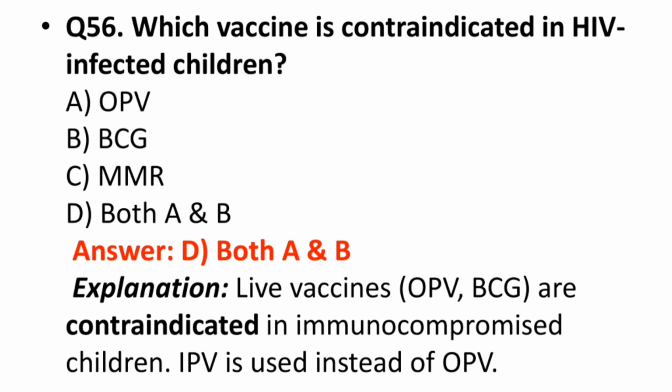Which vaccine is contraindicated in HIV infected children? Option A oral polio vaccine, option B BCG, option C MMR, option D both A and B. The correct answer is option D, A and B. Live vaccines OPV and BCG are contraindicated in immunocompromised children. IPV is used instead of oral polio vaccine.